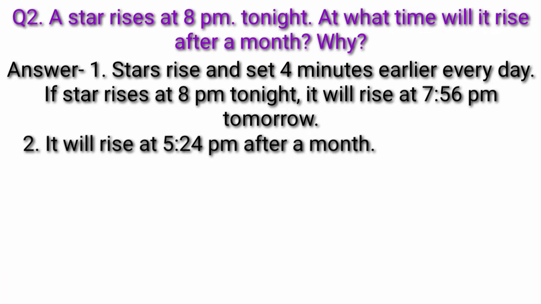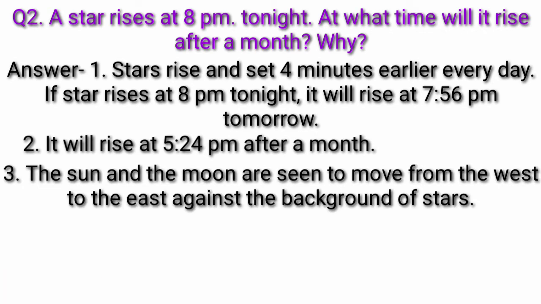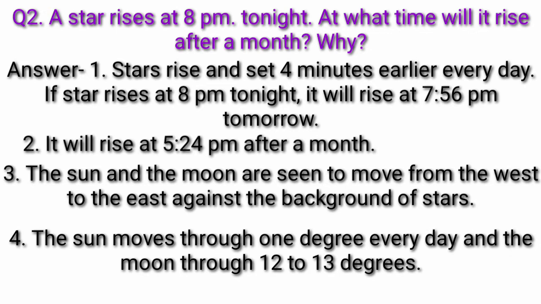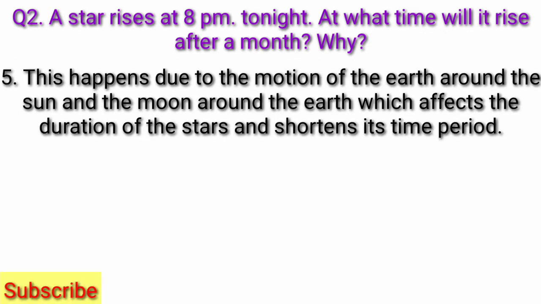It will rise at 5:24 p.m. after a month. The sun and the moon are seen to move from the west to the east against the background of stars. The sun moves through 1 degree every day and the moon through 12 to 13 degrees. This happens due to the motion of the earth around the sun and the moon around the earth, which affects the duration of the stars and shortens its time period.